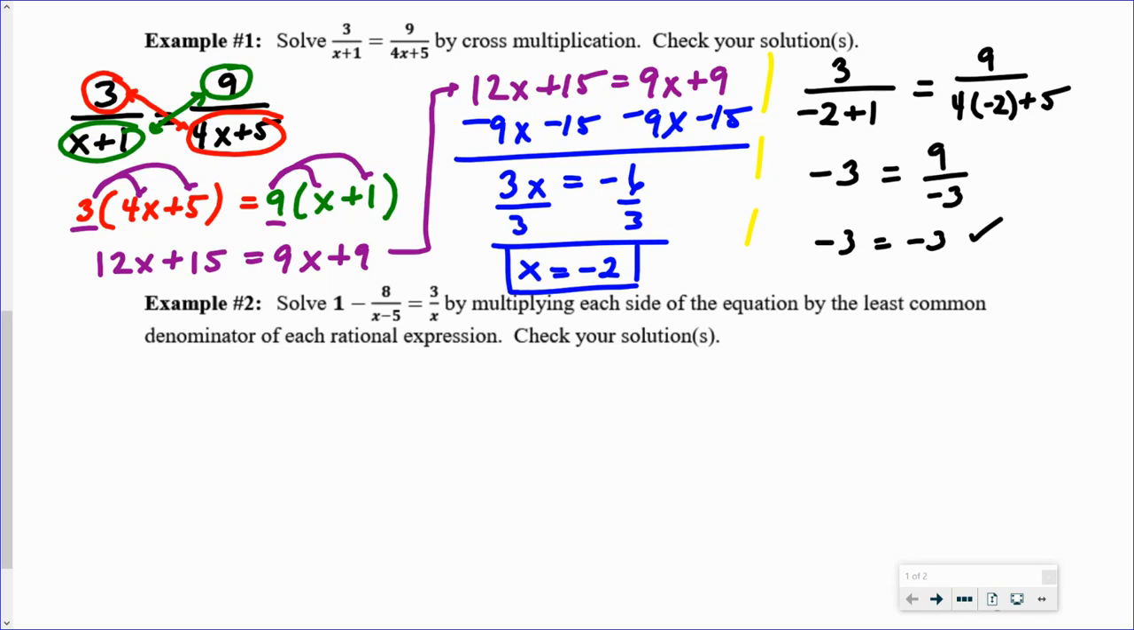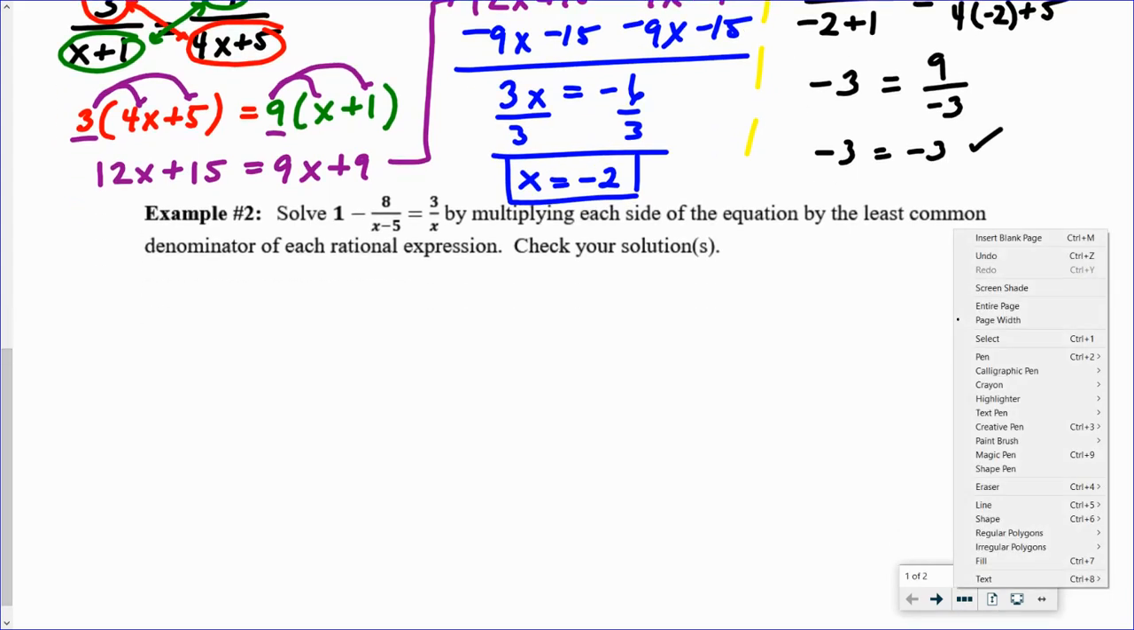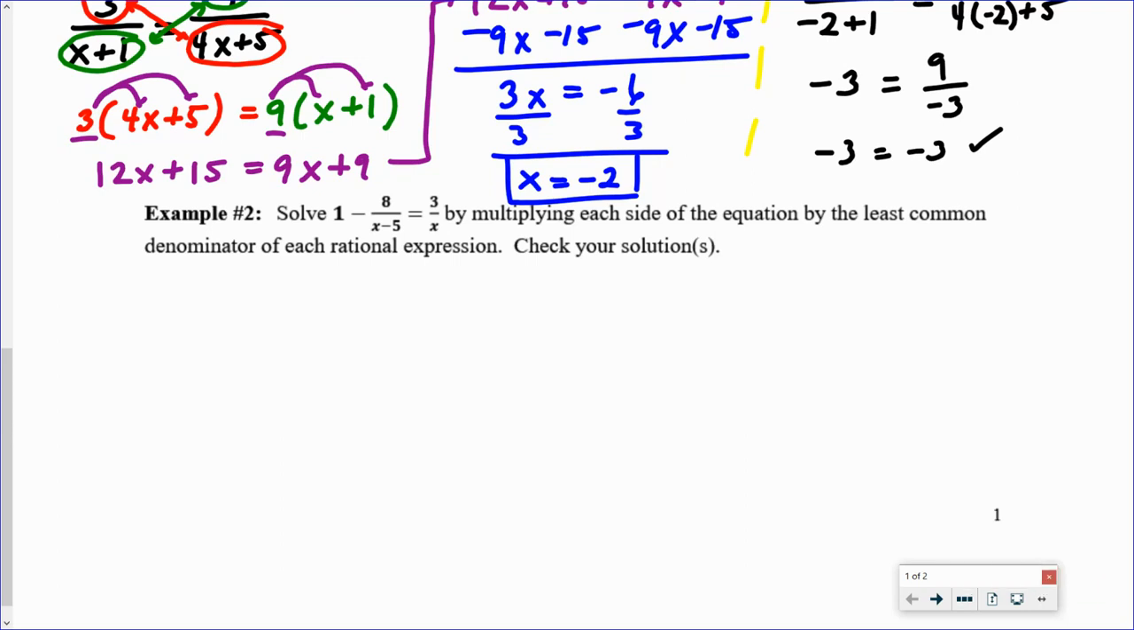The next example that we're going to look at is not a proportion. So we're going to talk about how we will solve that equation right now. The equation that we have is 1 minus 8 over x minus 5 equals 3 over x. So again, I'm going to rewrite that.